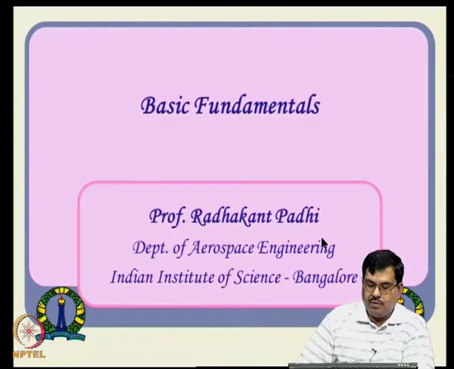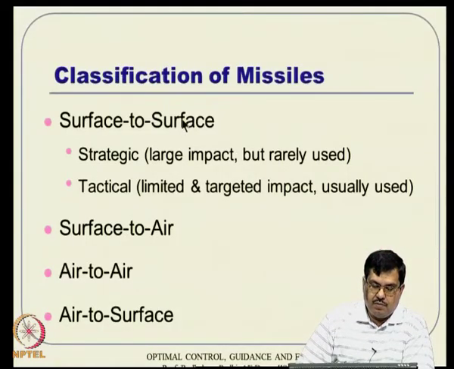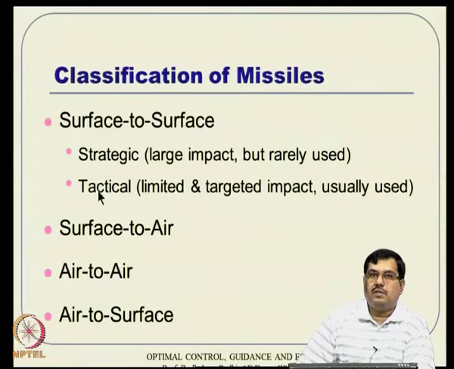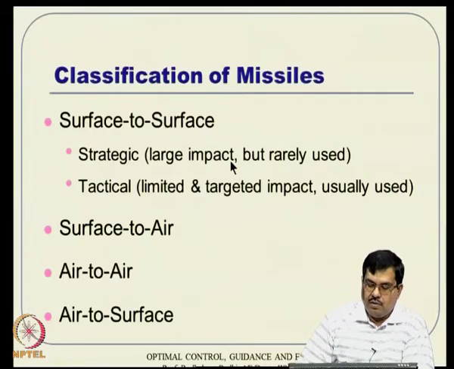So, very quickly, some basic fundamentals of missiles and their components. You can have various classifications, and the very basic one that comes to mind is surface to surface, surface to air, air to air, or air to surface. When somebody talks about surface to surface, that can either be strategic or simply tactical. Strategic missiles typically have large impact. They normally carry some sort of nuclear warhead, but they are very rarely used. So far we know that it was used only one time, in the Second World War.